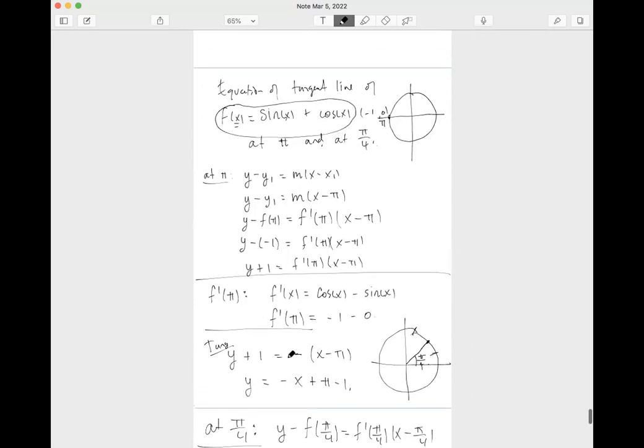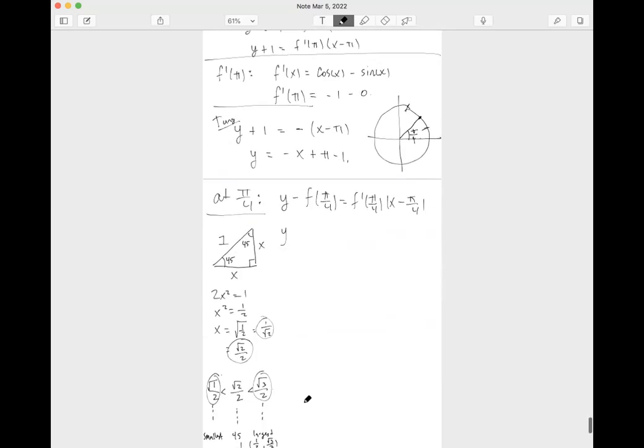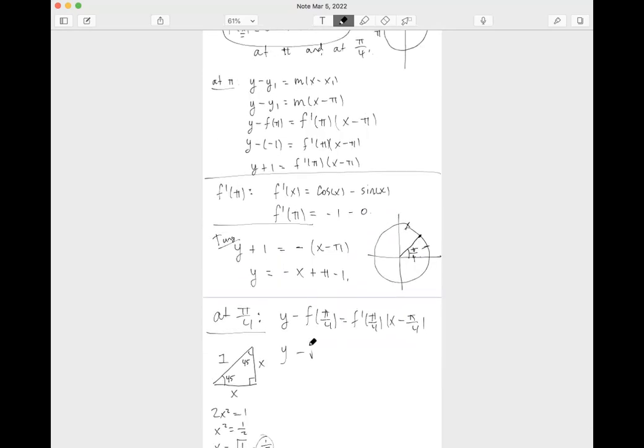All right, so plugging in pi over 4 into this, we get radical 2/2 plus radical 2/2, which is radical 2. And then if you plug that into f prime, if they're both radical 2/2, then cosine minus sine of that is 0. So my line is y equals radical 2. It's actually a horizontal line at that point.